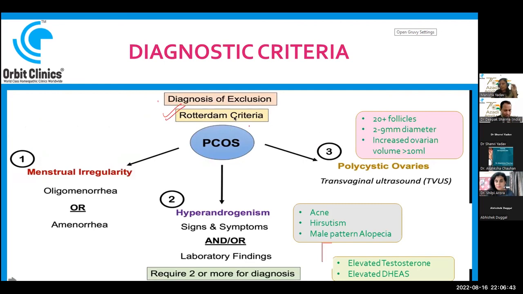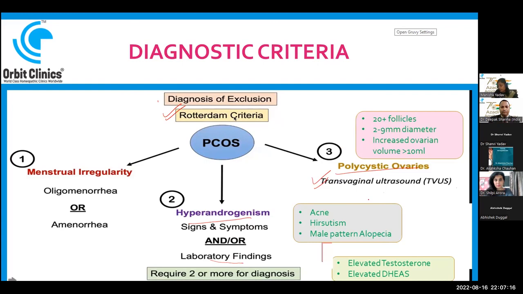According to this, there must be a menstrual irregularity, which may be amenorrhea or oligomenorrhea. There may be excessive androgen, either signs or symptoms like acne and hirsutism, or laboratory findings, meaning an increase in testosterone, DHEA, or other androgen levels in the blood. And the next criterion is ultrasound, preferably transvaginal ultrasound, TVS.